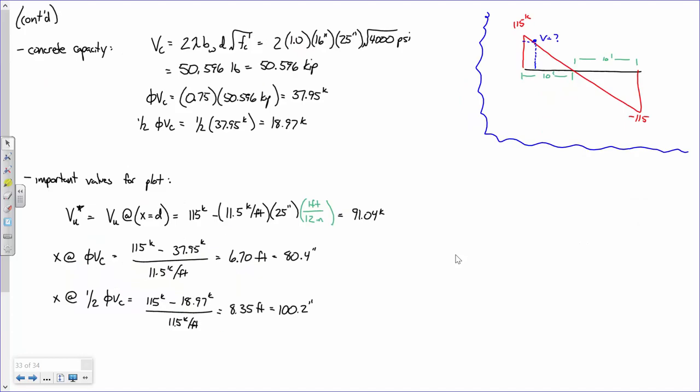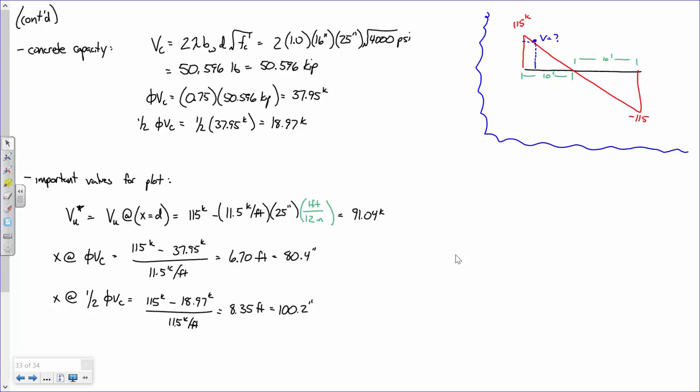Okay, so the next thing that we did is we started looking at the concrete. We said, okay, let's compute our concrete shear capacity. Remember, when you plug and chug, you put in PSI, you get out PSI. So when you do the math, just plugging the values into the equation, it comes out in pounds. So it's like 50,596 pounds. So make sure you convert that to kips. While we were at it, we computed Phi VC and half of Phi VC.